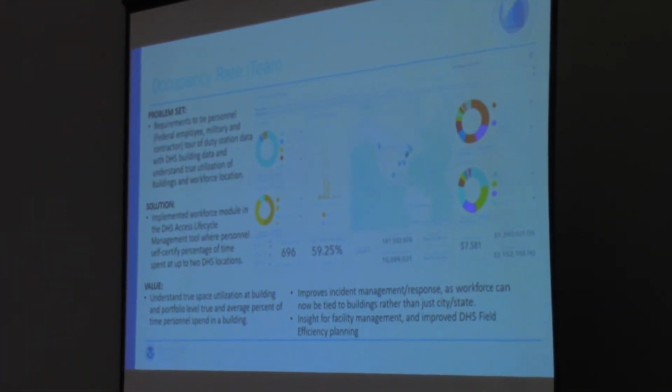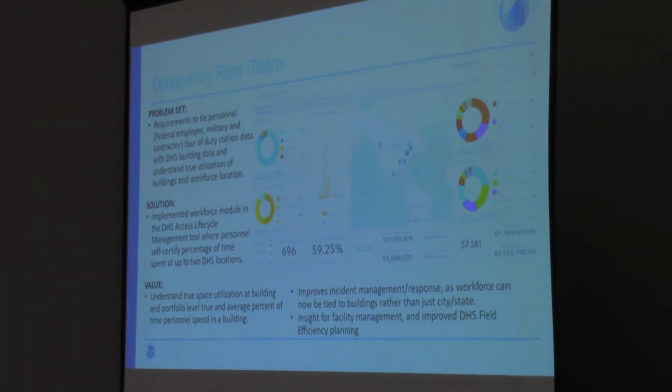This is actually very critical for the next solution we're about to have, but through this relationship of people to position and then position to location, we can actually drive occupancy rate of buildings. So one of our biggest challenges is that tour of duty station in our workforce systems is at the city-state level. We don't know where our workforce goes to work. We don't know the occupancy or the building utilization of our buildings.